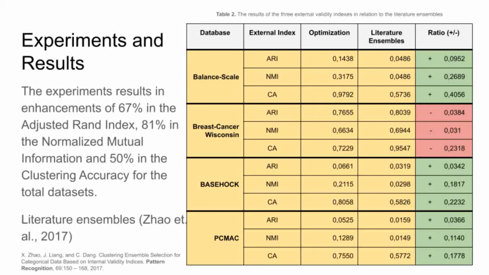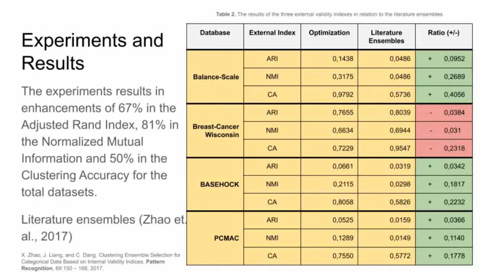In a total of 16 datasets, our model presents improvements in 27 measures encompassing 15 of these datasets, with at least one measure increase. We select 4 datasets: Balance Scale, Breast Cancer Viscosity, BaseHawk, and PCMAC to present summary results.